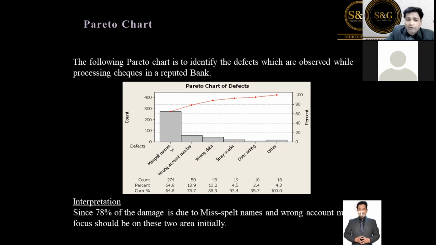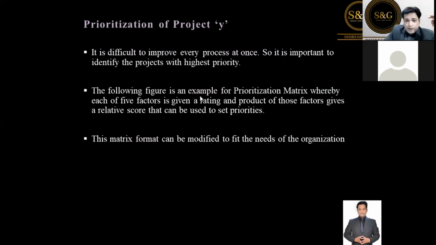So reduction of misspelled names and reduction in wrong account numbers are your two projects. These are two projects identified. If you improve on that, 40-50% of the defects are reduced or eliminated. Okay, so this is the internal way of identifying the project. Fantastic. So after identifying the internal and external way, then we have a prioritization matrix.